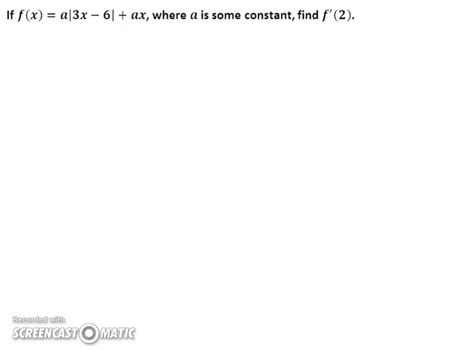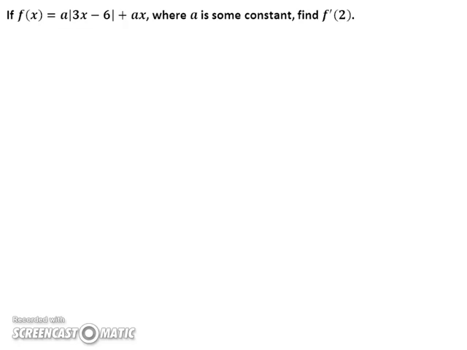Okay, our next example, we're actually given the equation. If f of x is this equation here, it's a times the absolute value of 3x minus 6 plus a times x. A is a constant. Find the derivative at x equals 2. So a is some unknown. You're going to learn a lot of formulas in this chapter, lots of derivative formulas.